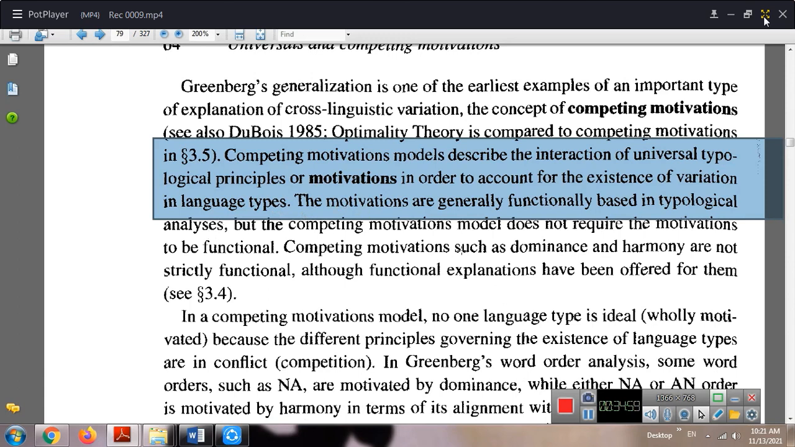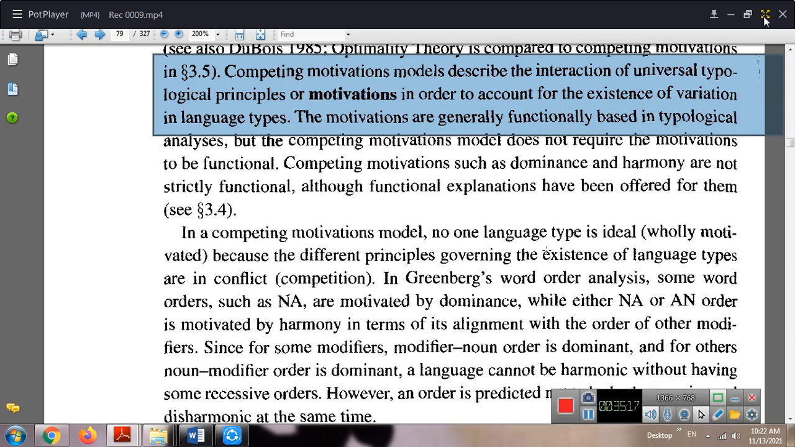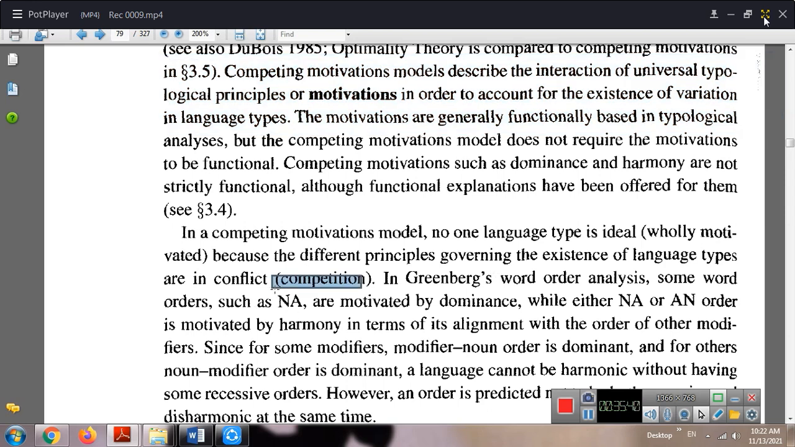But the competing motivations model doesn't require the motivation to be functional. Competing motivations such as dominance and harmony are not strictly functional. Also, functional explanations have been offered for them. In a competing motivations model, no one language type is ideal, wholly motivated, because the different principles governing the existence of language types are in conflict, are in competition.